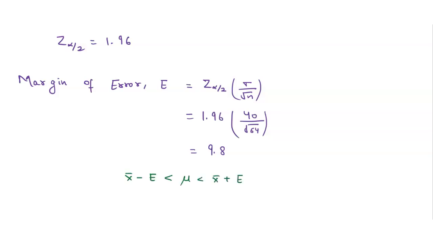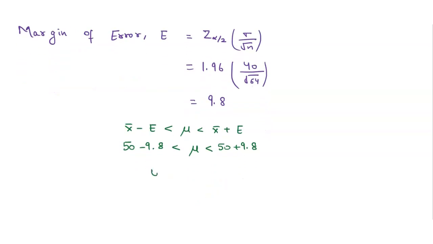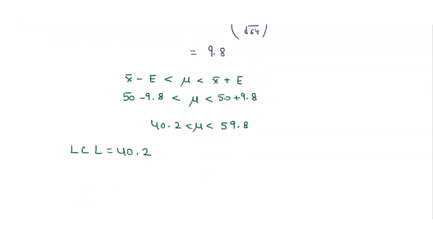Putting x bar, which is 50, minus 9.8 is less than mu is less than 50 plus 9.8, and from here we have 40.2 and here we have 59.8. So we have LCL is equal to 40.2, and UCL is equal to 59.8, which is the final answer of this A part.